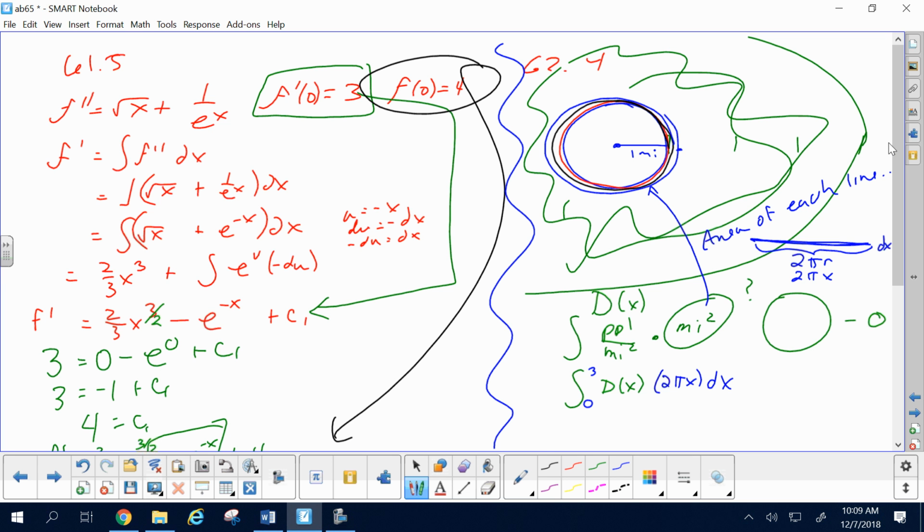It's not 0 to 3. It's starting 1 mile from the center and going out to 4. So it's not 0 to 3. It's 1 to 4. Okay. Down to the nearest person, I got 2,849 people.